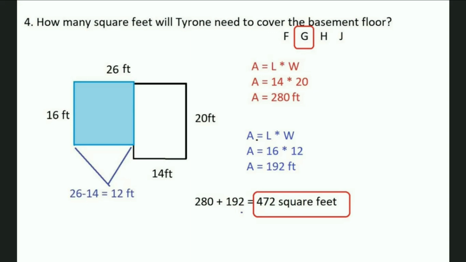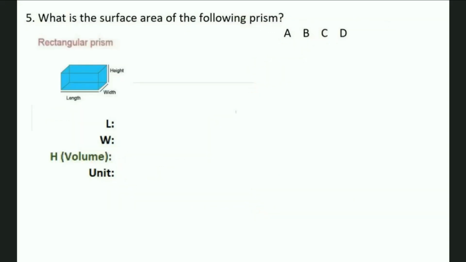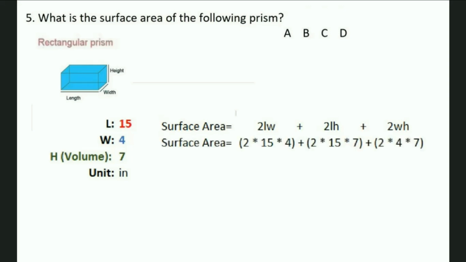All right, moving on to our last one. What is the surface area of the following prism? So we have a rectangular prism, and our length is 15, our width is 4, our height is 7, our units are inches. And this is a matter of using surface area. So it's 2 times length times width plus 2 times length times height plus 2 times width times height.